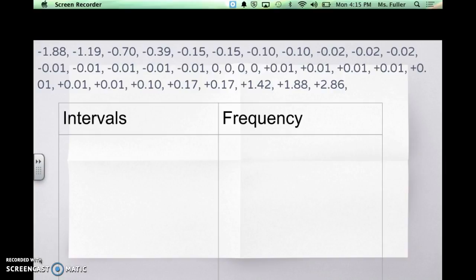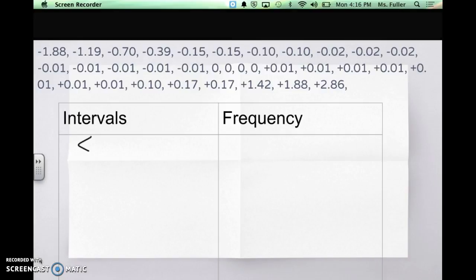So we mentioned already that we have a lot of outliers. So we don't want to include those outliers. So we're going to make an interval like that. From then on, we're going to start right here, negative 0.15, and we're going to go all the way to plus 0.17 and stop. So a good bin size is 0.05. That allows us to not have too many bins, but to still separate our data.